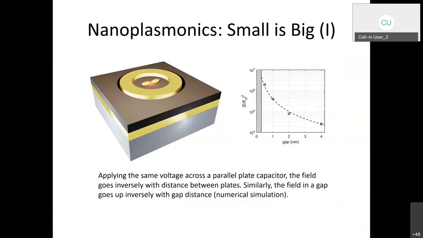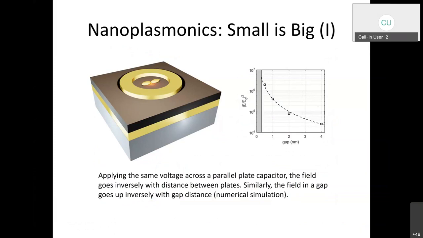Okay, so I'm going to pause here and just switch gears a little bit and talk a little bit more about what makes plasmonics good and how can we get even more field enhancement.